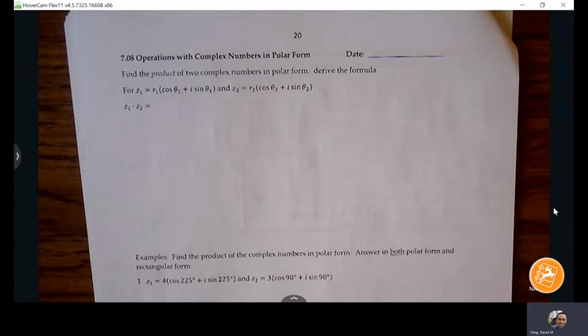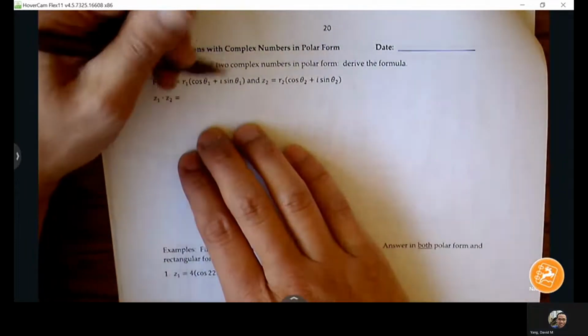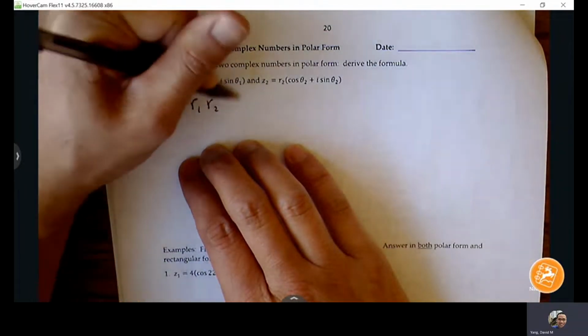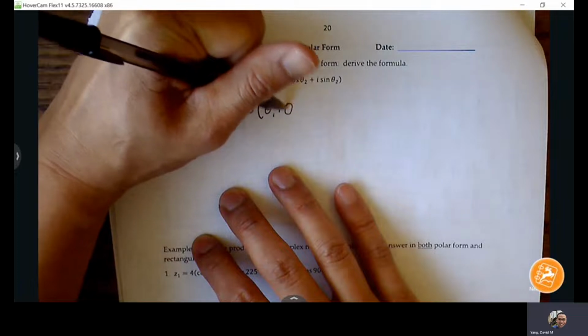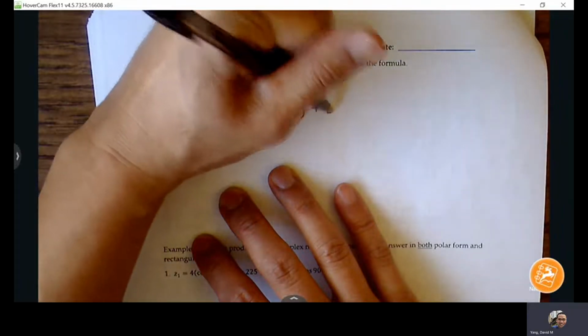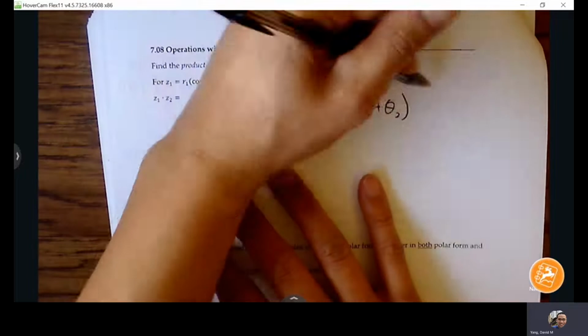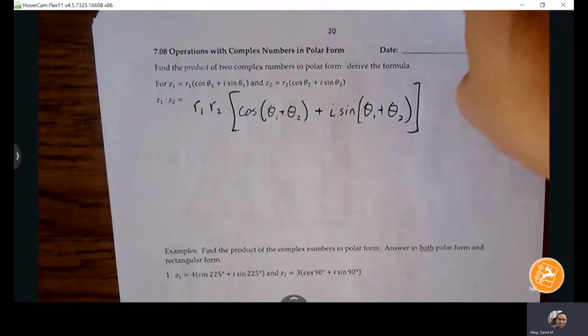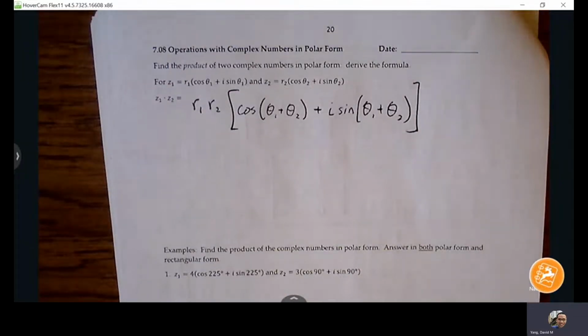Okay, so here's the formula for multiplying two complex numbers together. That's in polar form. And it's also located in the back of your packet with the formula sheet there. But essentially, we have two complex numbers that are both in polar form, and we're going to be able to multiply them together using this formula. Basically, we're going to be multiplying the radius together, but we're going to be adding the thetas together.